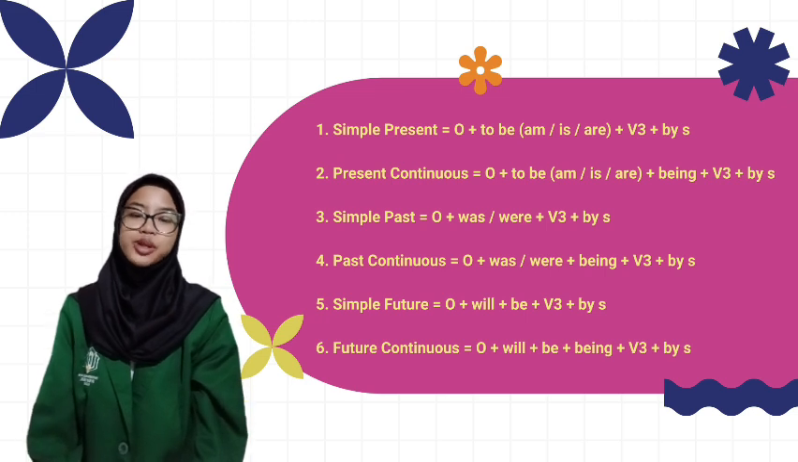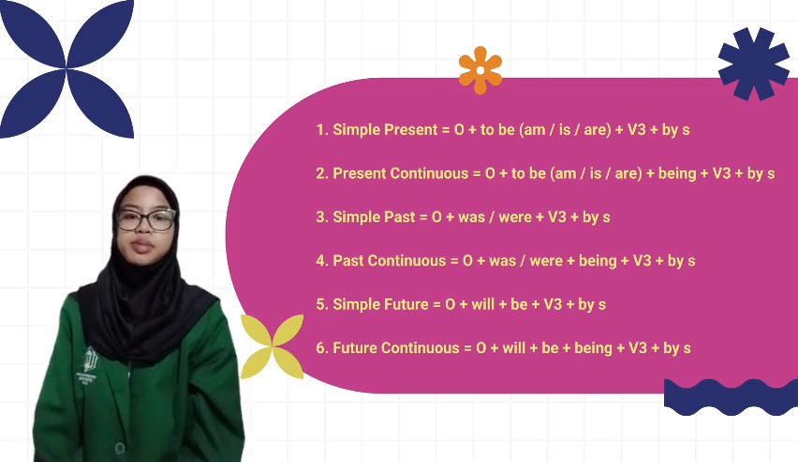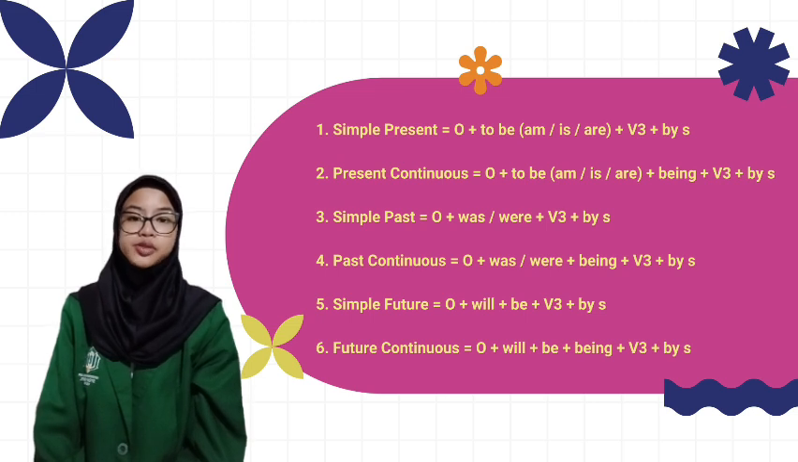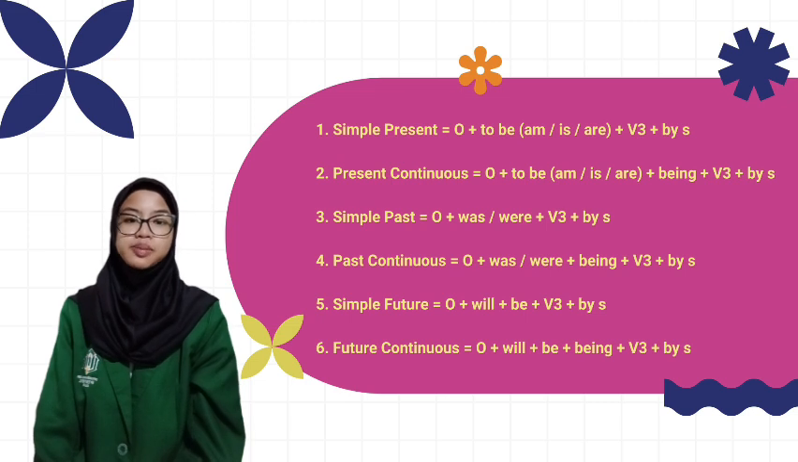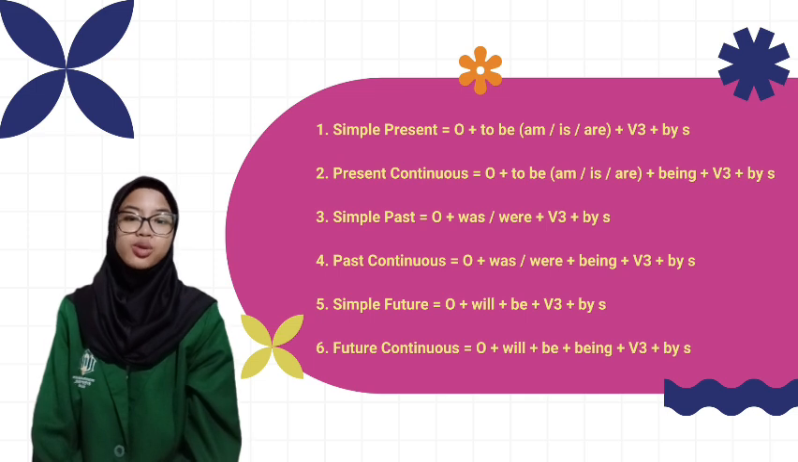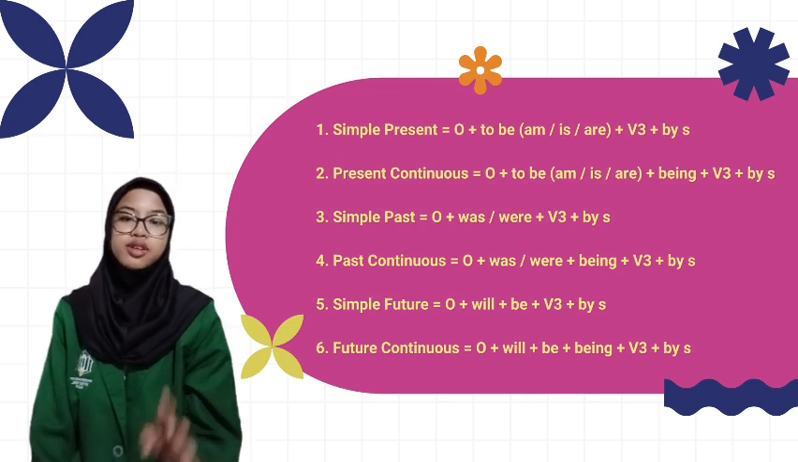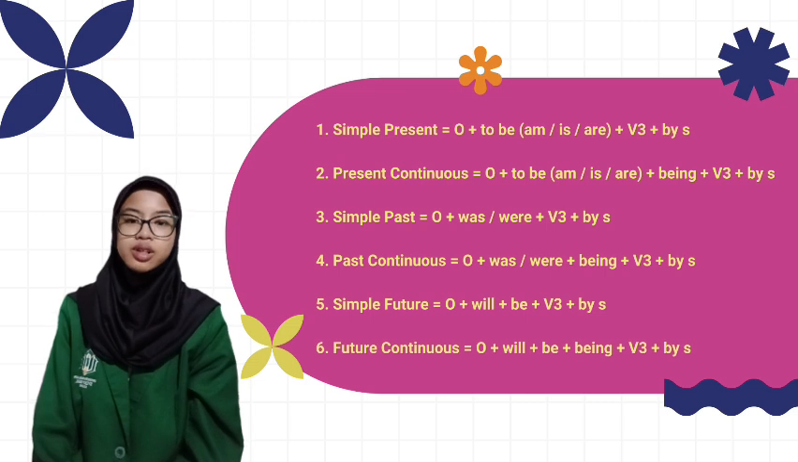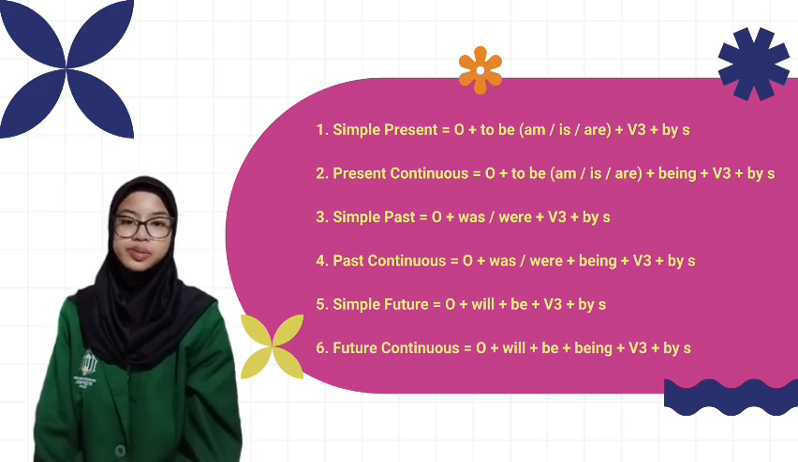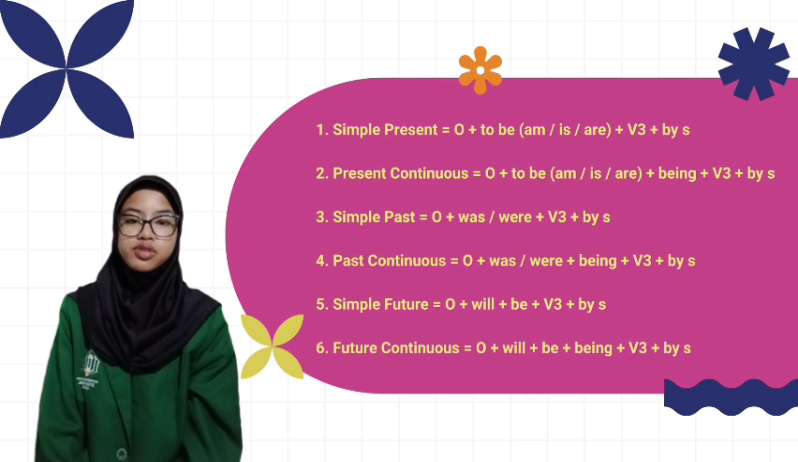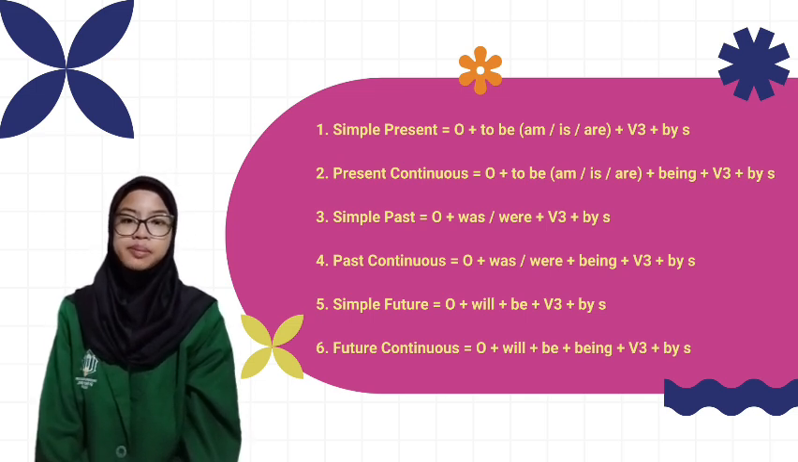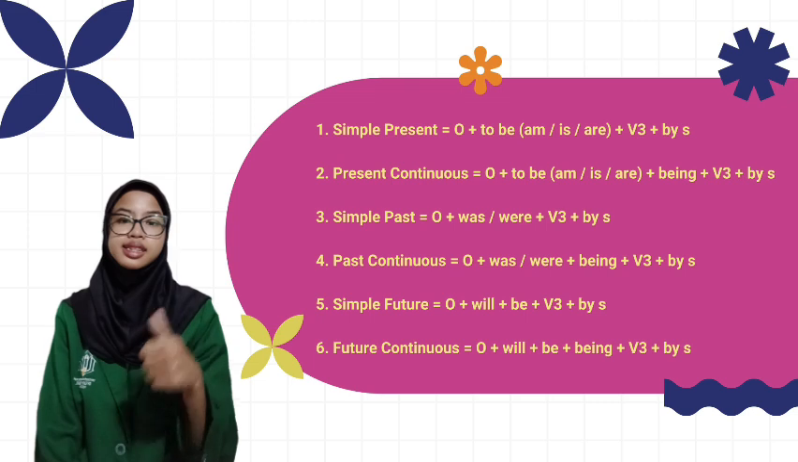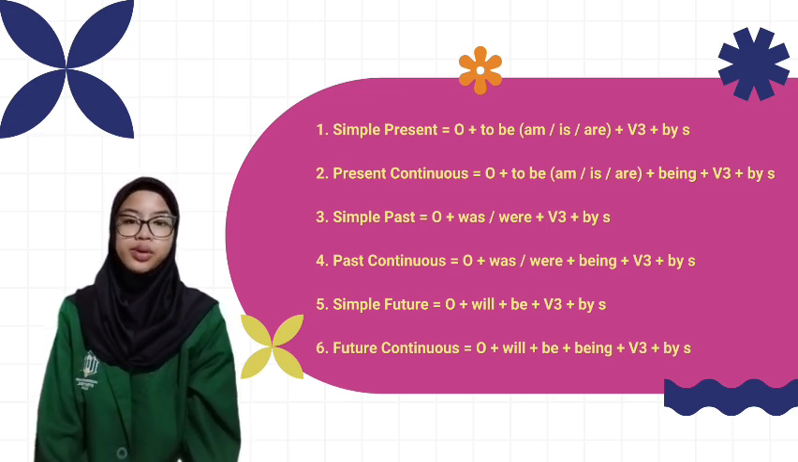Let's summarize the formula. First, simple present is am/is/are plus verb 3. Second, present continuous is am/is/are plus being plus verb 3. Third, simple past: was/were plus verb 3. Fourth, past continuous: was/were plus being plus verb 3. Fifth, simple future: will plus be plus verb 3. Sixth, future continuous: will plus be plus being plus verb 3.